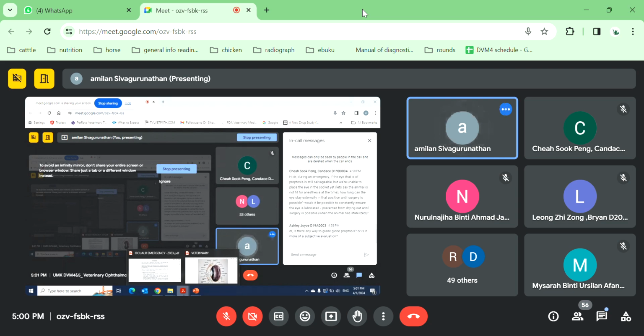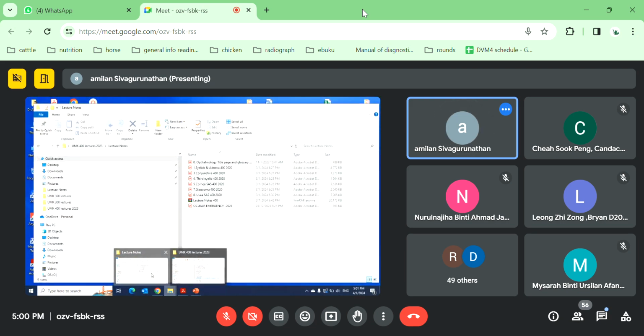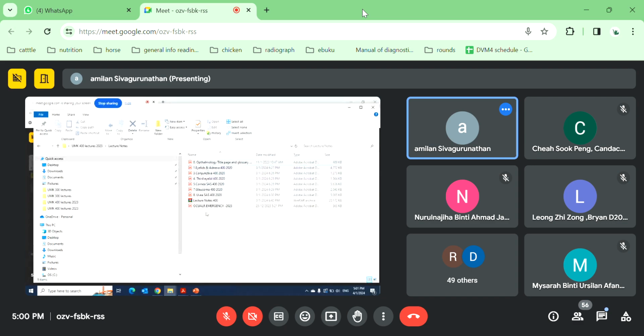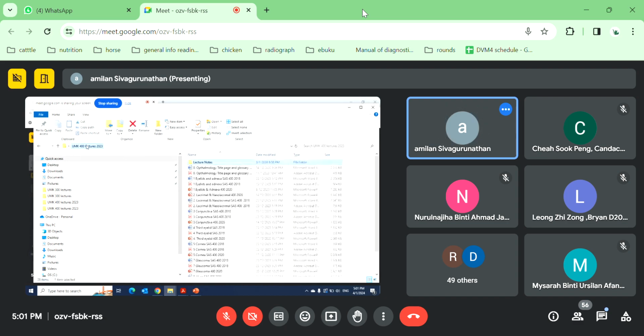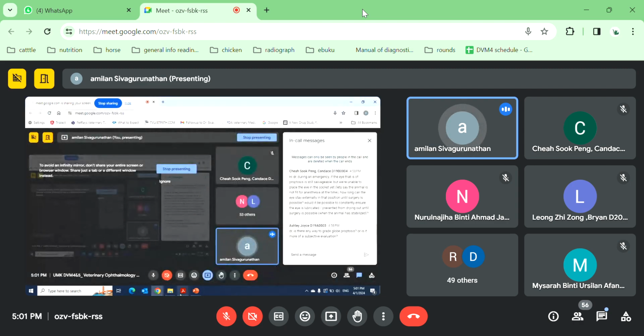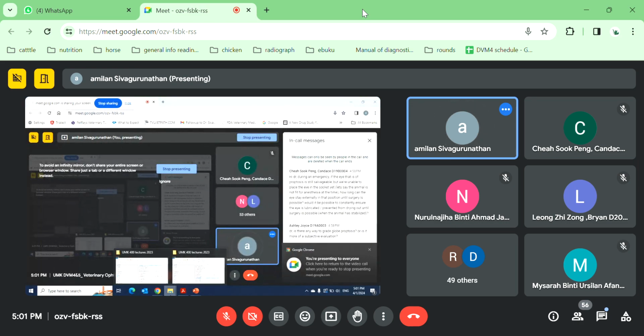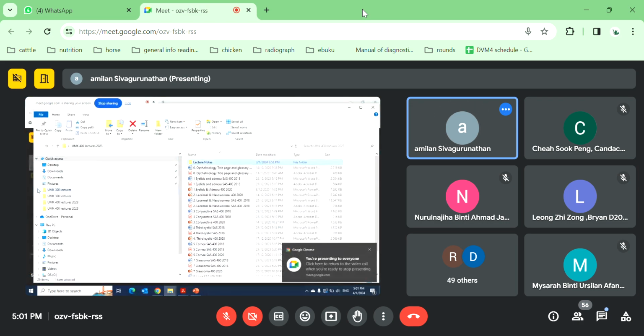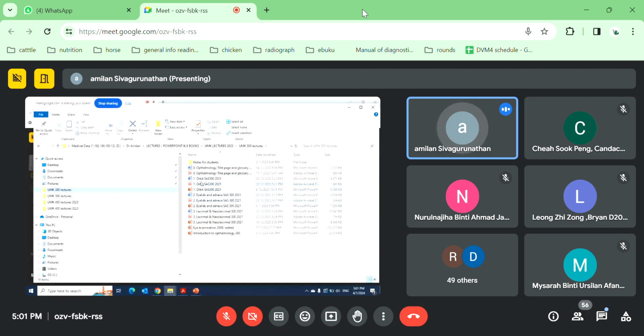Like in the case of the 3 pictures I shared just now, where is that picture? Where's the picture I sent? Just a minute. Okay, the picture of the orbit.